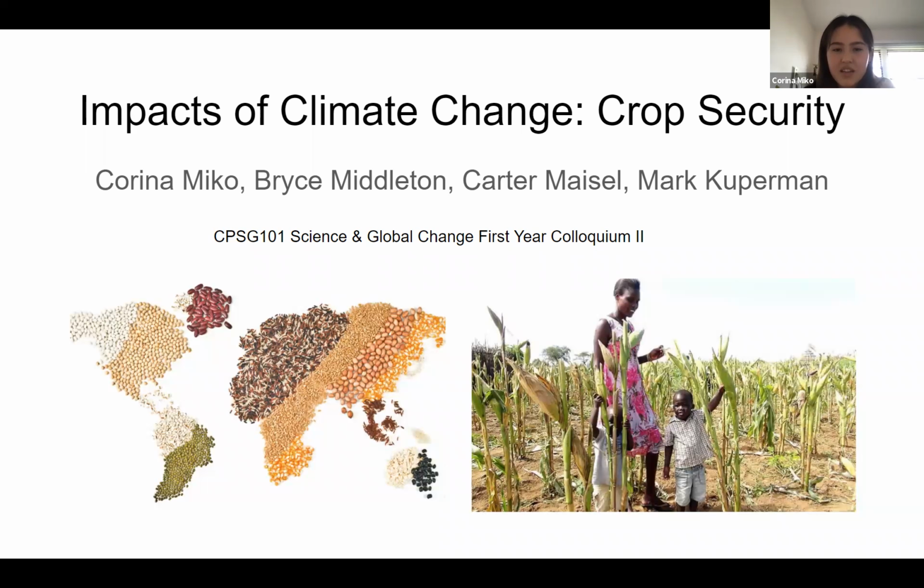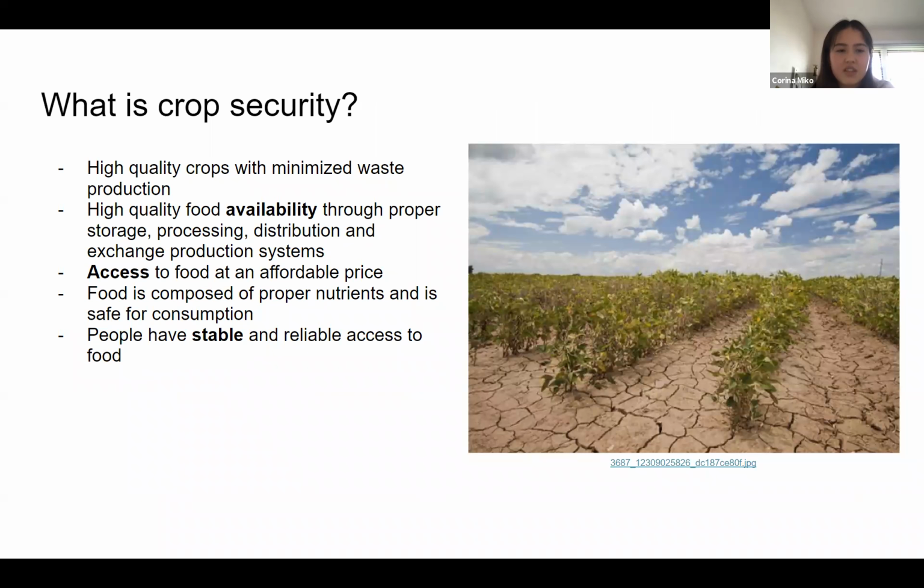Our group did the impacts of climate change relating to crop security. So crop security revolves around 4 main aspects of crop and food security, all relating to producing high quality crops with minimized waste production. So the first being food availability, which relates to the farming and distribution process. Then there's access to food at an affordable price, having crops that contain proper nutrients and are safe for consumption, and finally providing people with stable and reliable access to food.